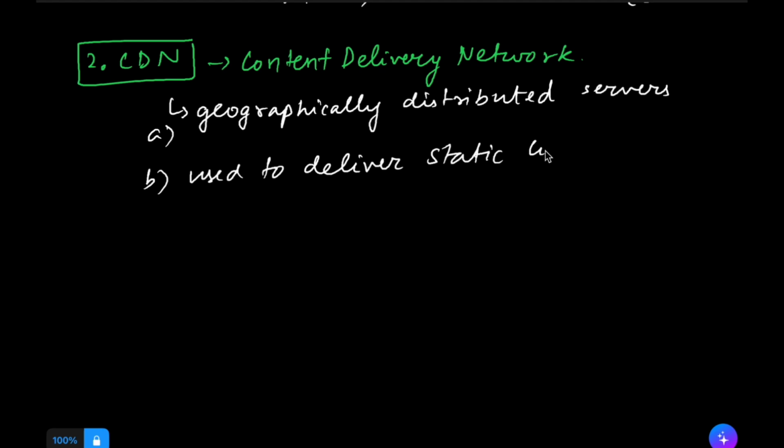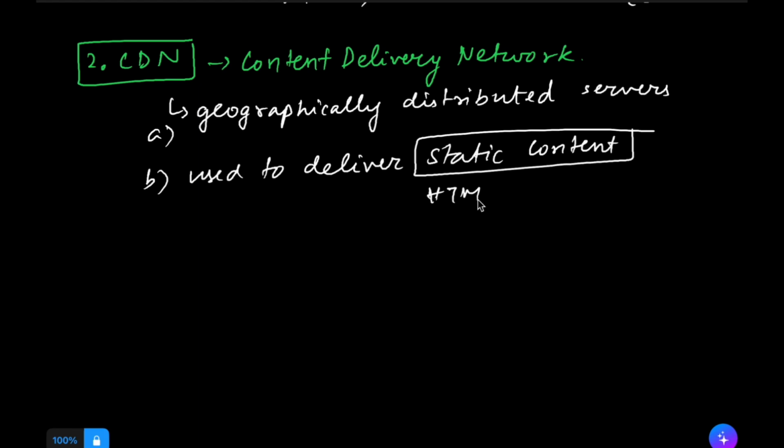So what is this static content? It is basically HTML or CSS pages which do not change frequently for a particular website, or images like the logo of a particular company, and so on. The JavaScript files, all these can be delivered from the content delivery network for a particular website. So this basically helps a particular business to perform well.